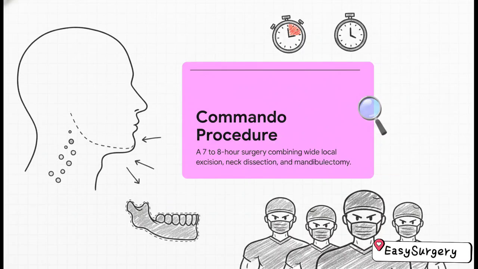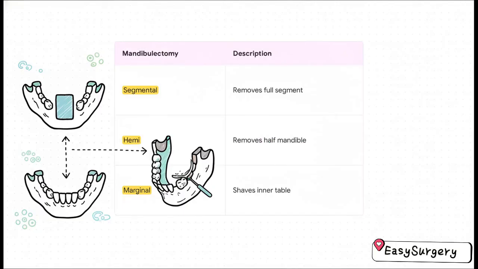It combines 3 massive steps: a wide local excision of the primary tumor, a full neck dissection to clear out the lymph nodes, and a mandibulectomy to remove any involved bone. It's appropriately named, too, because it requires immense stamina from the surgical team, often lasting 7 to 8 grueling hours in the OR. Depending on the depth of the tumor invasion, you've got to select the appropriate mandibulectomy to ensure an R0 resection, which nowadays means securing a more conservative 0.5 centimeter margin.